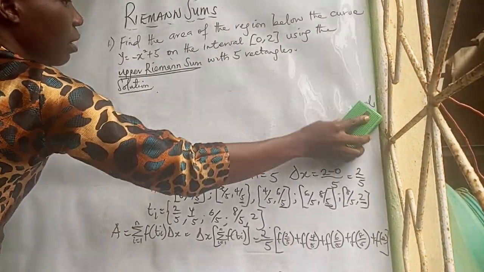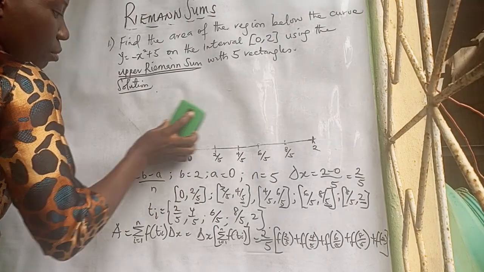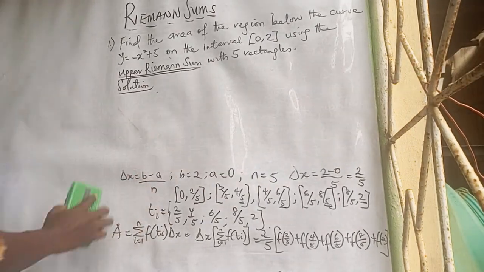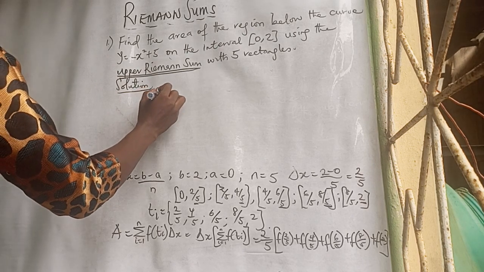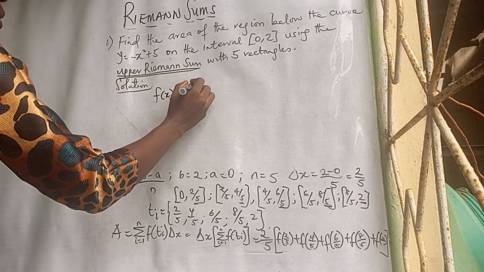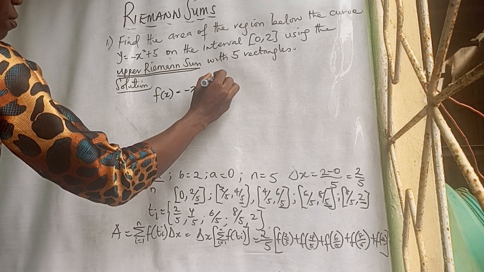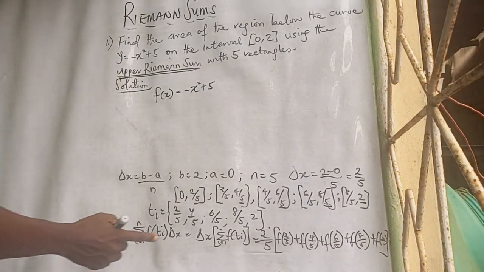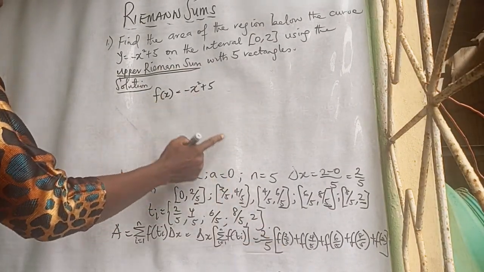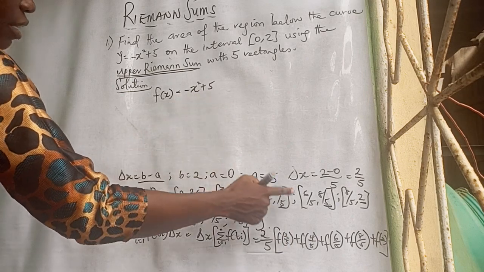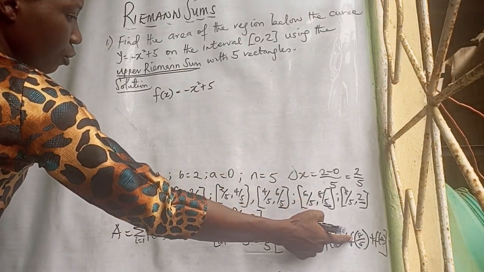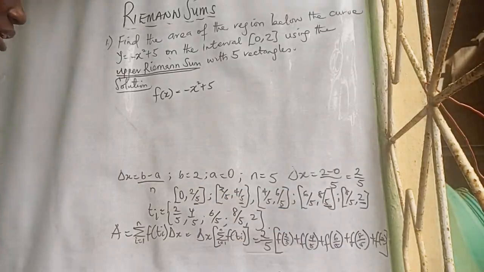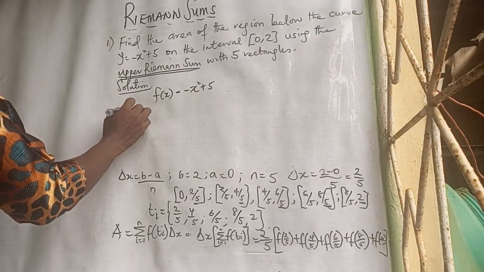Our f of x from the question, which is our y, is giving us what? Minus x squared plus 5. So we need to find for each value when x is 2/5, when x is 4/5, when x is 6/5, when x is 8/5, when x is 2. I am sure we can do that.